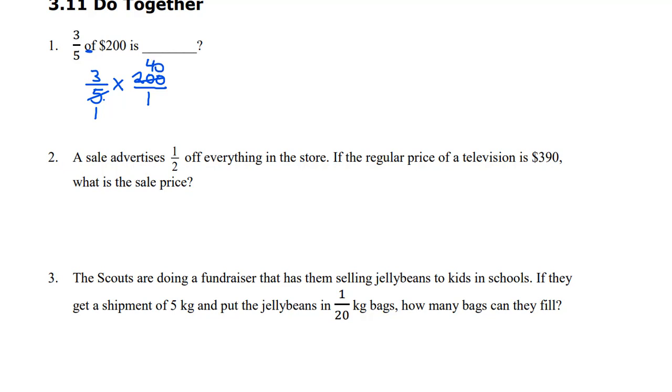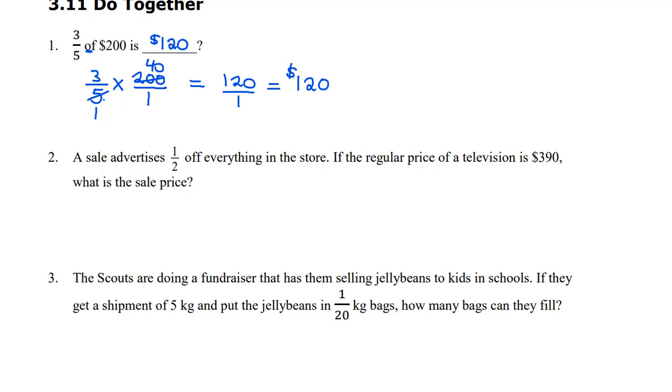And then we can go ahead and multiply. 3 times 40 is 120, and 1 times 1 for the denominator is 1. And because we have an improper fraction, we can express it as a whole number there. We can get rid of that 1 in the denominator, and so we're going to see that the answer here is 120. So 3/5 of $200 is $120.